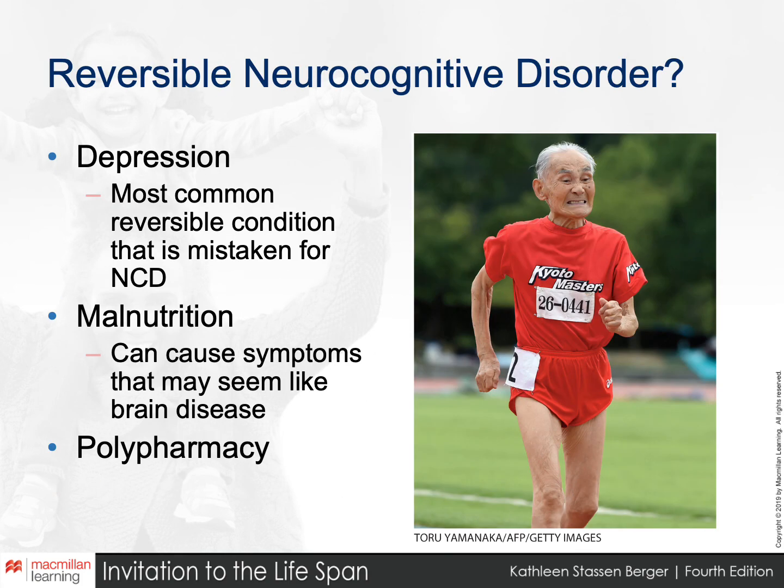Polypharmacy is a situation in which elderly people are prescribed several medications. The various side effects and interactions of those medications can result in dementia symptoms.